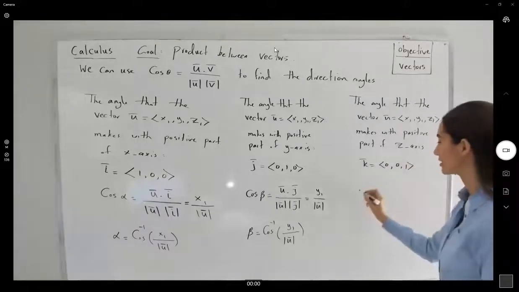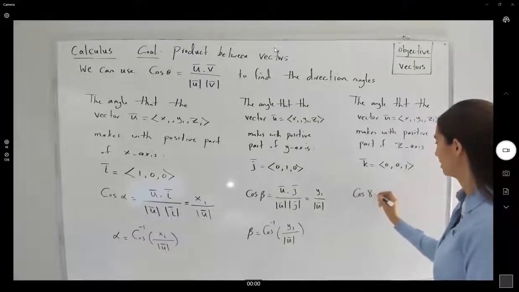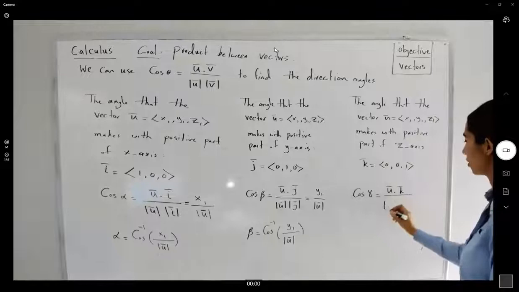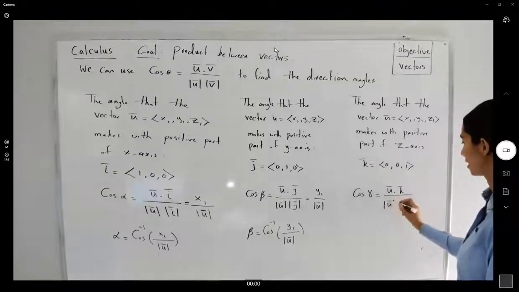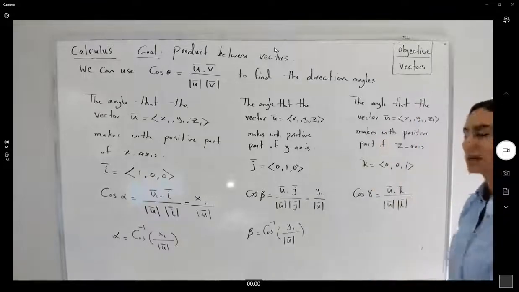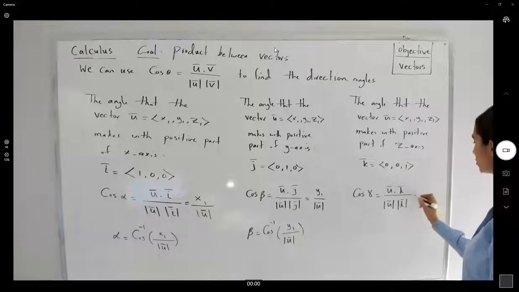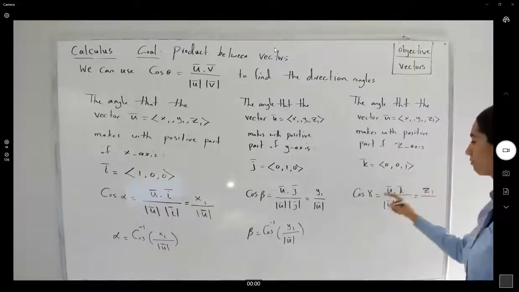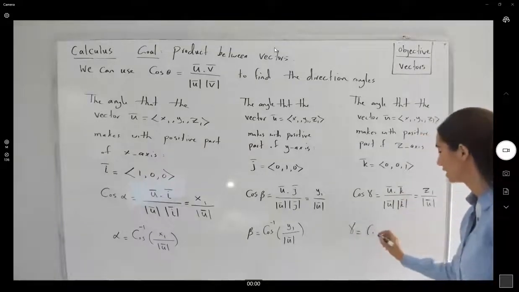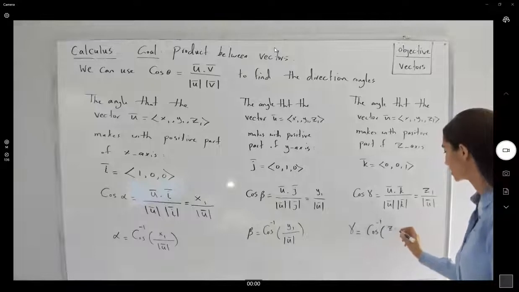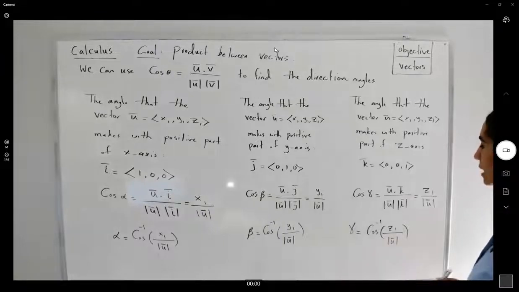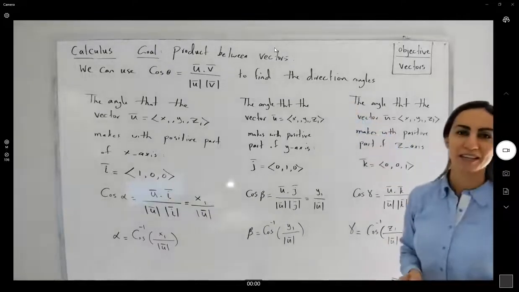Here we go. Let's call this angle gamma, which is u dot k divided by the magnitude of u times the magnitude of k. Again, k is just a unit vector. The magnitude is equal to 1. So this is equal to z1, the third component of vector u, divided by the magnitude of u. So gamma is equal to inverse cosine of z1 divided by the magnitude of u. These three angles are called the direction angles.